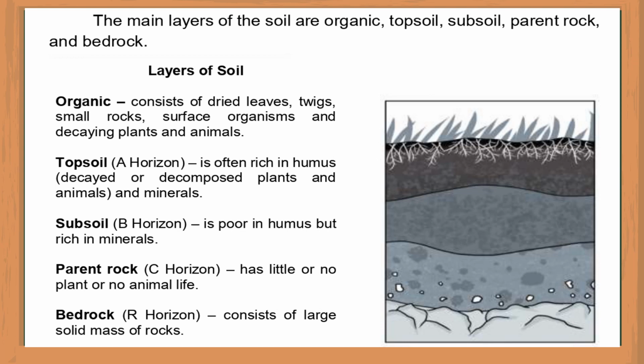So the roots of plants reach down into the subsoil for water and minerals, while the parent rock or the parent material is the layer of soil where rocks and minerals are broken down. It is the base layer from which soil is formed, and determines the mineral content of the soil. So the bedrock is the layer that is beneath all the other soil layers. So roots cannot penetrate the bedrock. So it is the foundation on which the soil layers sit.